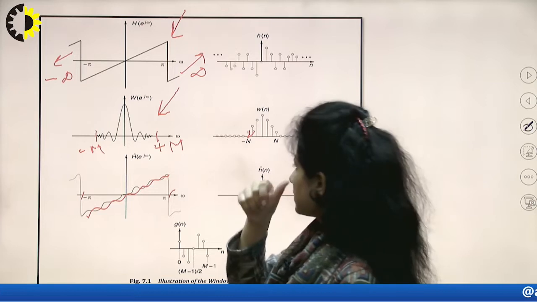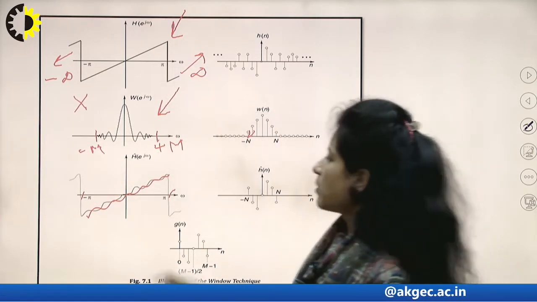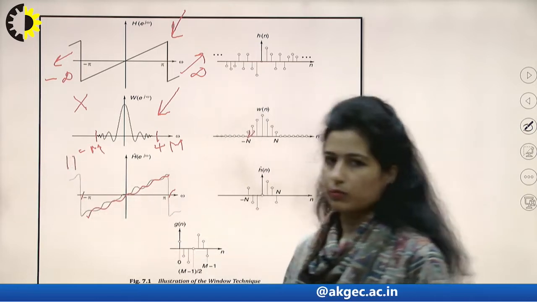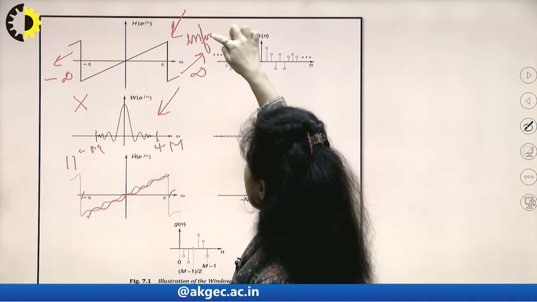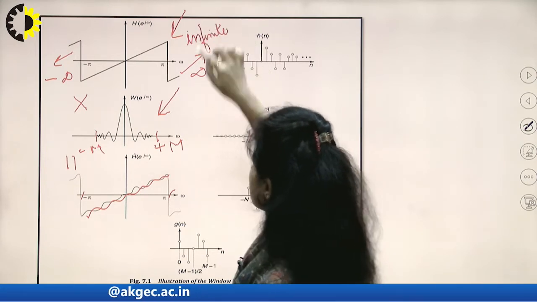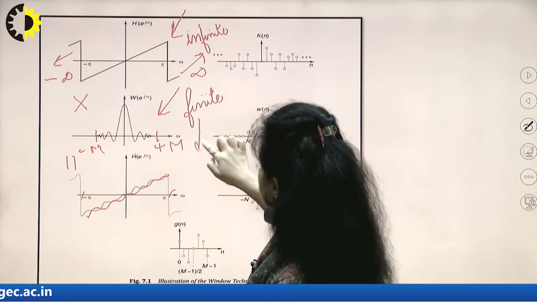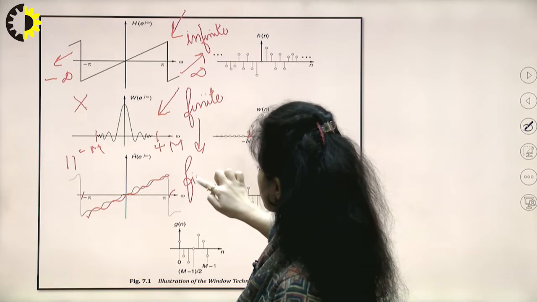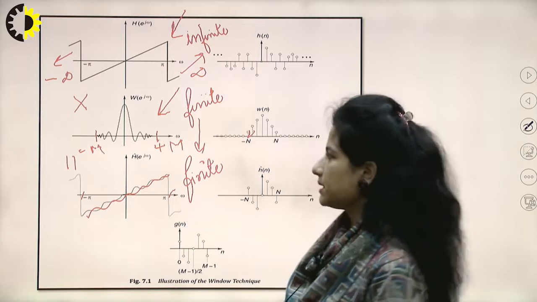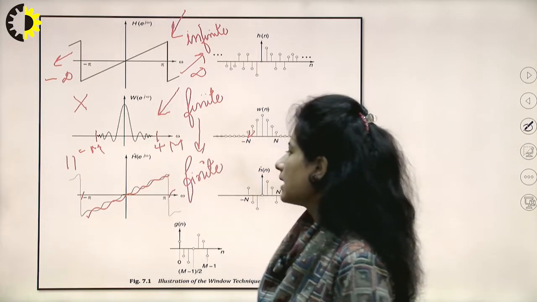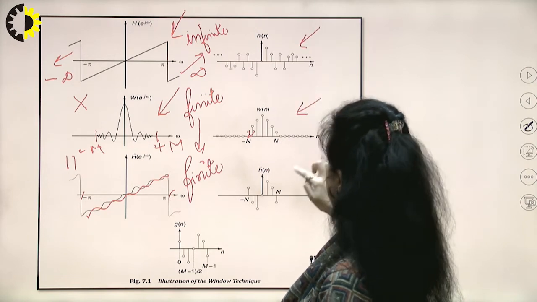So this truncation is nothing but, mathematically, I would say I'm multiplying these two responses and I'm getting the output. If I multiply this infinite sequence or signal with a finite signal or sequence, the output is going to be finite. So windowing is nothing but a simple mathematical operation that is called multiplication. So this is the appearance in the analog domain. Similar appearance can be seen in the discrete values as well.